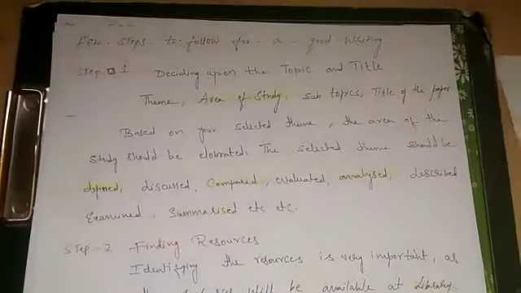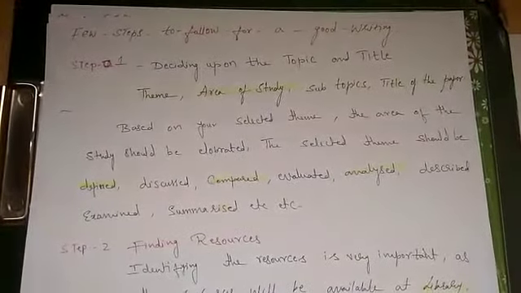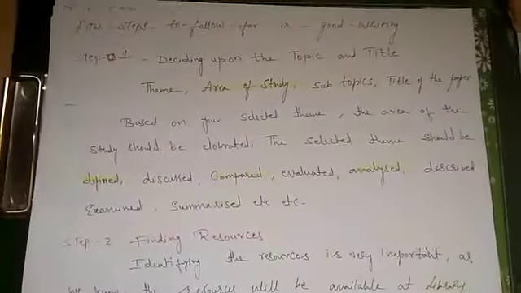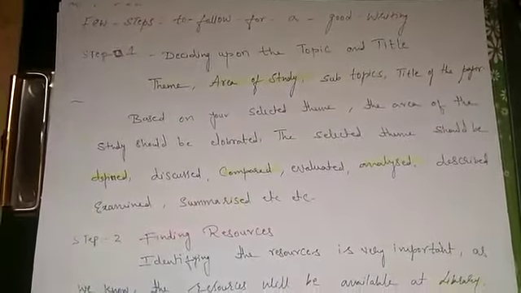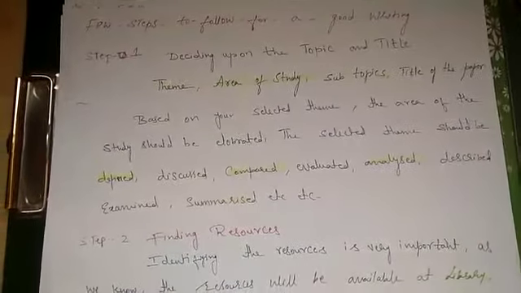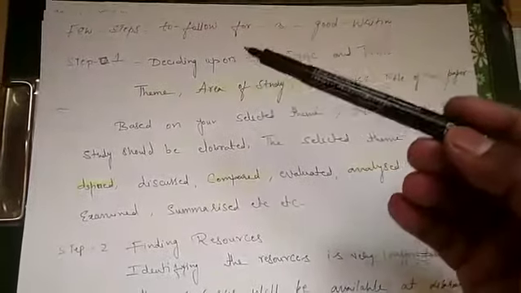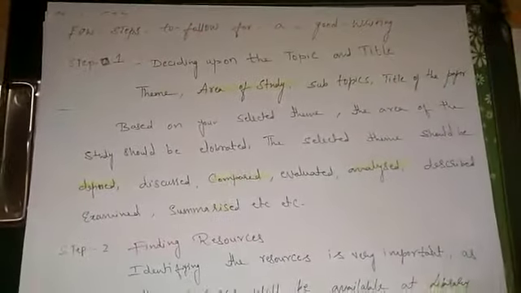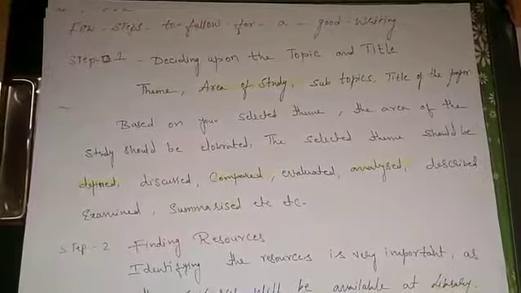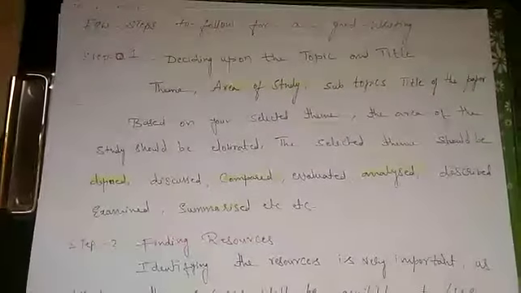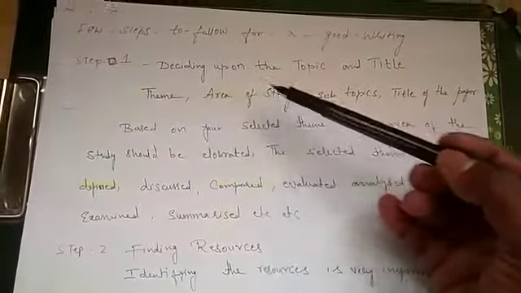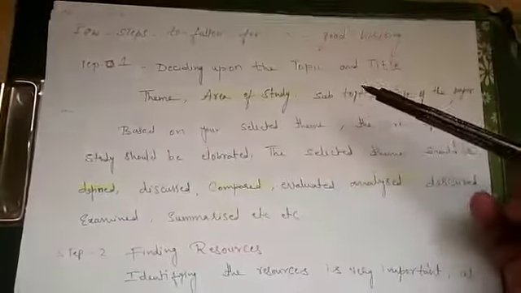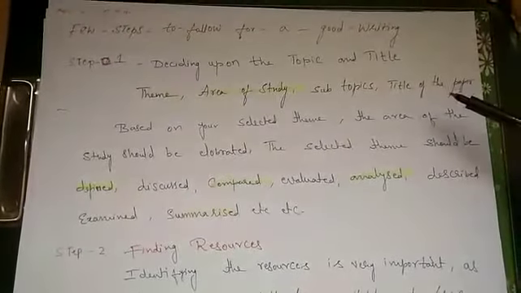Next, to write very good academic writing, we have to follow a few steps, which the prescribed text has categorized into 7 steps. First step is deciding upon the topic and the title. What topic you choose is very important for academic writing. Why? Because you have to work on the theme, the area of study, subtopics, and title of the paper.